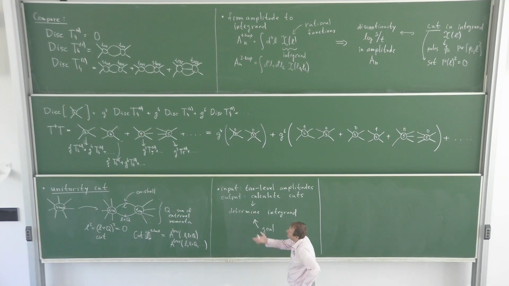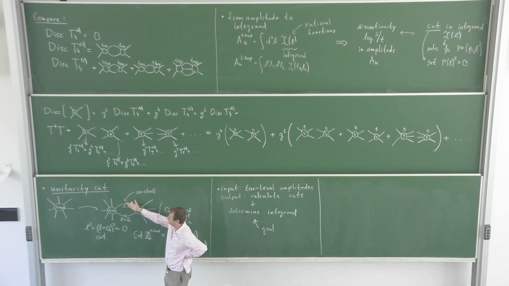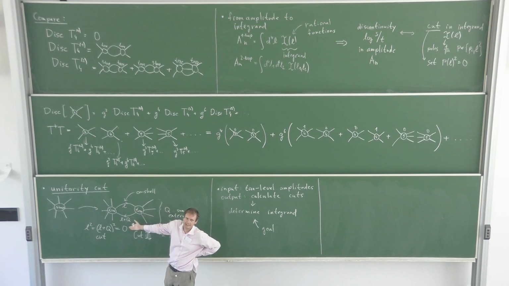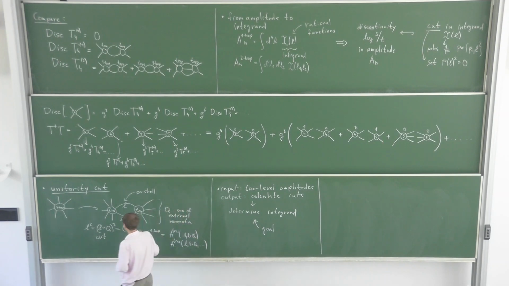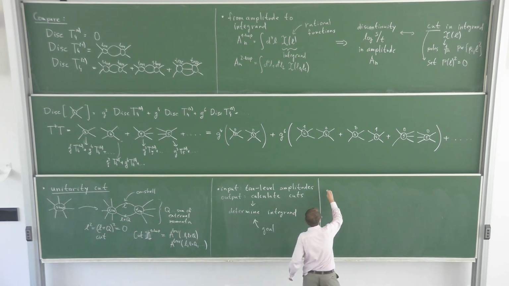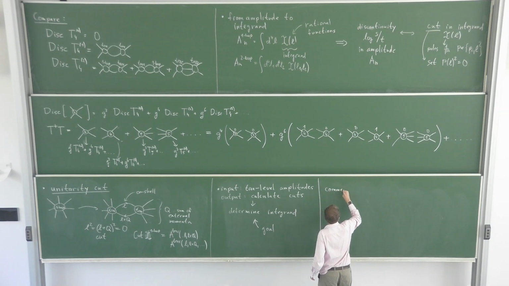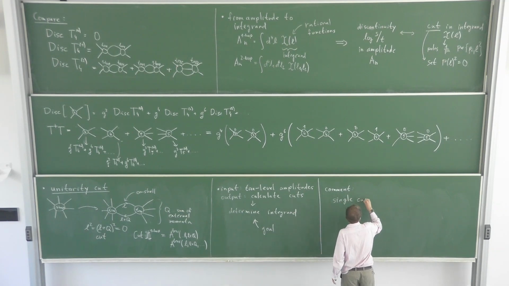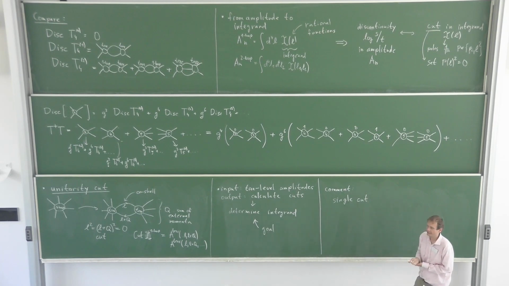Now, let me make one comment. One can ask, why did I have to cut two propagators? Maybe it was enough just to cut one, and I would be already getting a tree-level amplitude on the right-hand side. This is true in some cases, but in most theories, the single cut of the amplitude doesn't correspond to a tree, naively. So this is just a comment. This is not traditionally used in these unitarity methods, but for some special cases, N equals 4 super Yang-Mills, and perhaps a few more cases, the single cut can be calculated as a tree object.